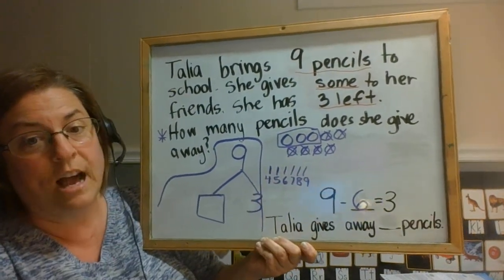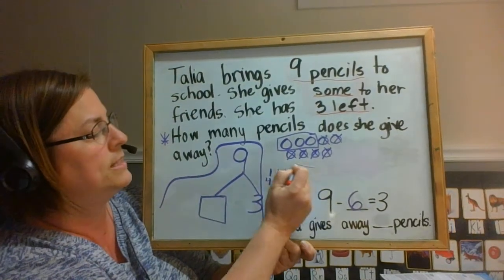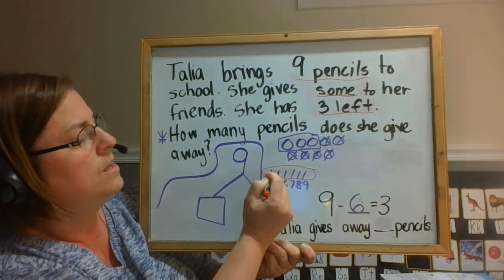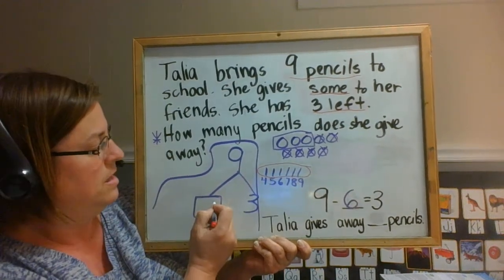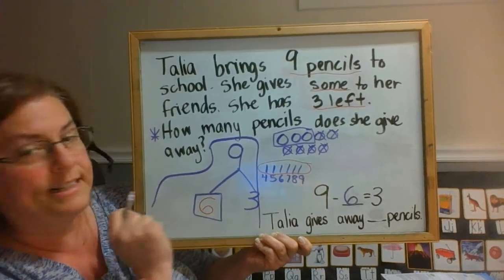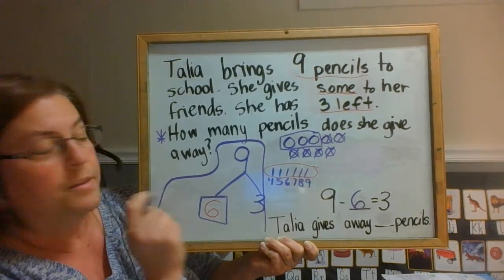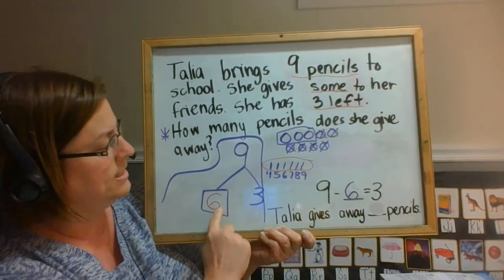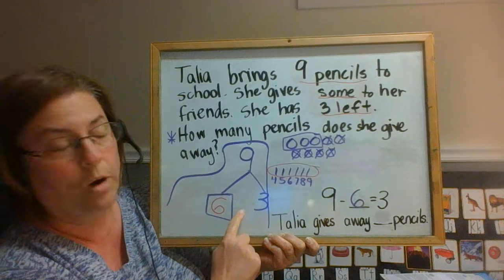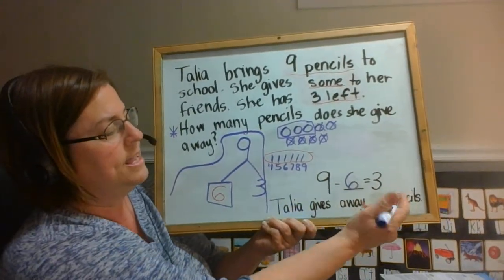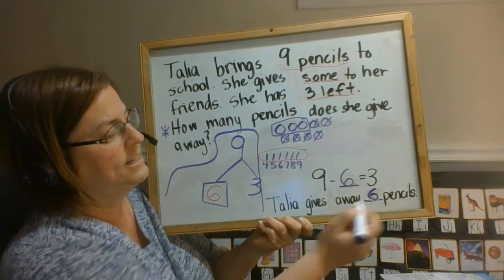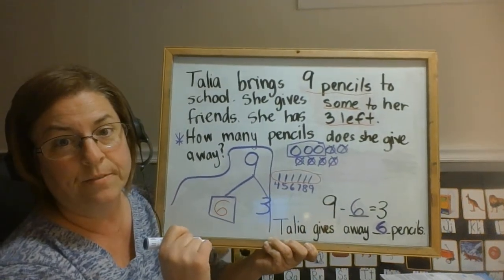Now we're going to count how many lines or pencils we have here. 1, 2, 3, 4, 5, 6. 6. So we've got the same answer. This is also a good way to double check our work. Talia gives away 6 pencils.